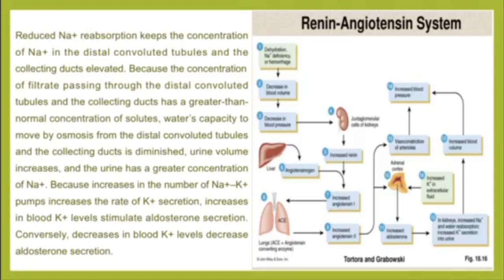Because increases in the number of Na positive to K positive pumps increase the rate of potassium, or K positive, secretion, increases in blood K positive levels stimulate aldosterone secretion. Conversely, decreases in blood K positive levels decrease aldosterone secretion, as shown in the picture.